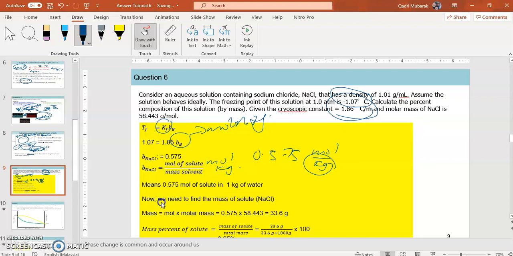So that's why we already know the mole of solute. Next, we need to find the mole of solvent. Now we already know that if we consider this one, our water will be 1 kilogram. So we just use this value to find the molarity, or to find the mole of water, the mole of solvent.